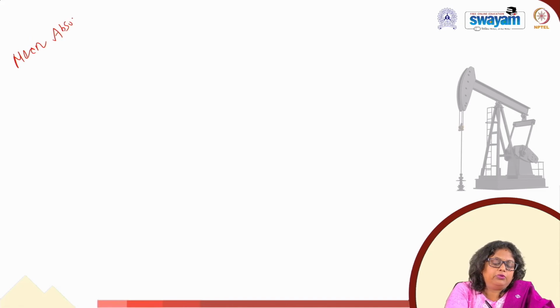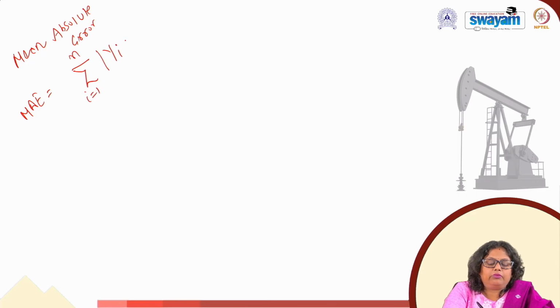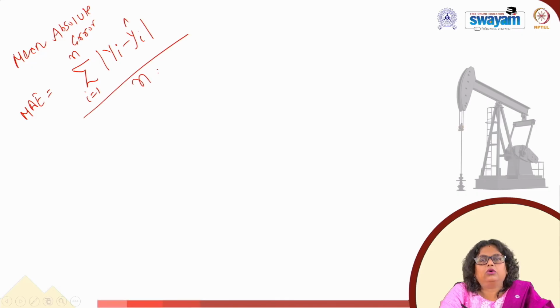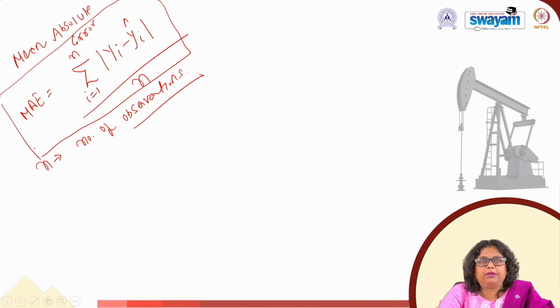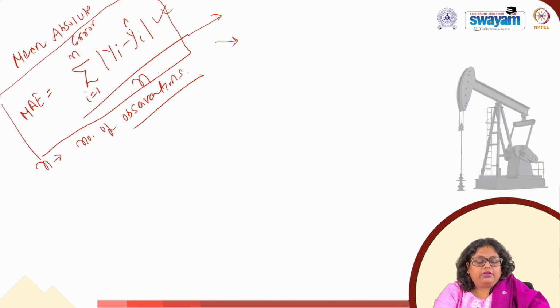So the mean absolute error, MAE, is equal to the sum from i equal to 1 to n of mod yi minus yi hat, divided by n, where n is the number of observations. This is the mean absolute error. So we have come up with the equation for MAE.